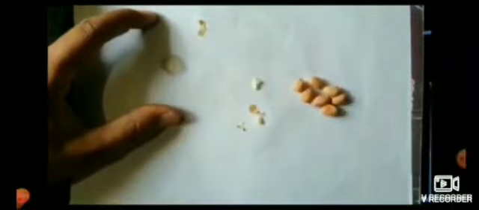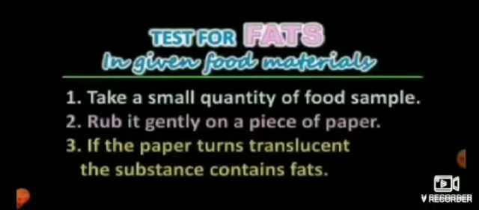Now to test for fat, we are taking another food material, that is groundnut. Take it like this and rub on the paper. After rubbing, what happened, you see, now again the paper turned translucent, which indicates the presence of fats in it.